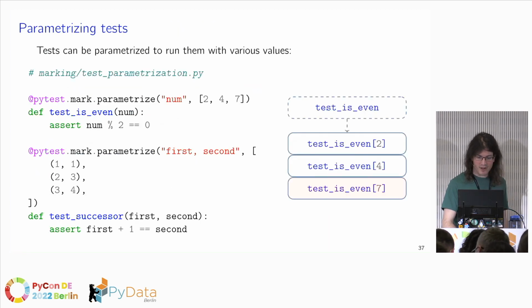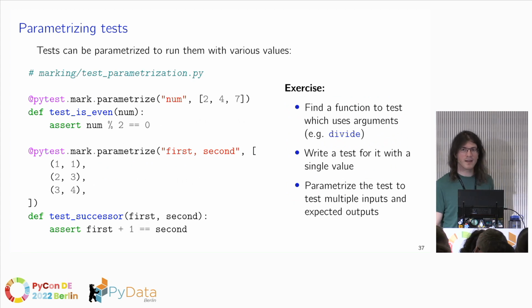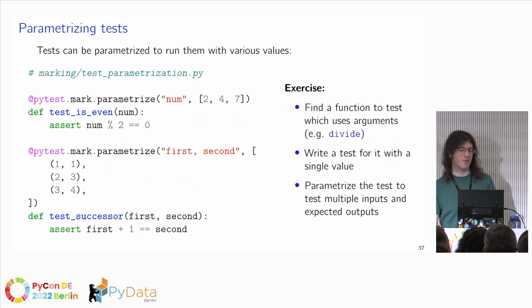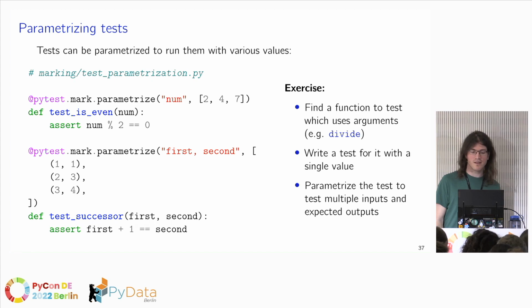And for parameterize, find a function to test which uses arguments. You could use the divide example again, which we've used before. Write a test for it, just testing a single value, and then parameterize it for multiple inputs and expected outputs.